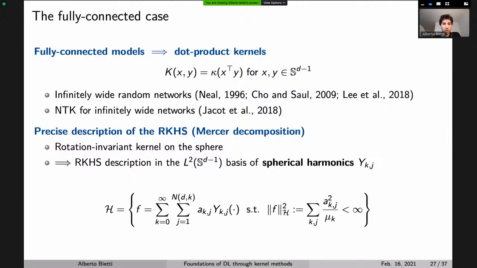When you have this diagonalized way to describe the kernel, you can write the entire RKHS as containing functions in L2 that are written in this decomposition on the Fourier basis. And you have a way to control the norm that depends on the eigenvalues mu_k of the integral operator of the kernel, basically. So in the fully connected case, this seems like a clear picture. And what can we say about it?